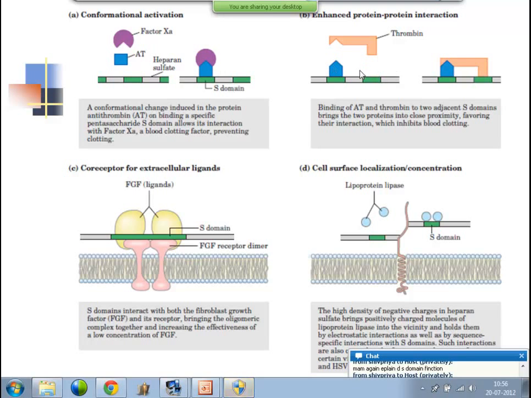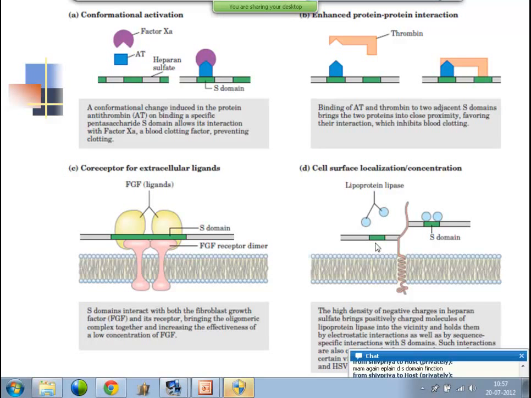Another way in which the S domain can interact is that two different proteins bind to adjacent S domains, and that interaction also favors inhibiting blood clotting. The S domain can also act as a cofactor, where fibroblast growth factors come as dimers and bind to the S domain. This cofactor helps in the binding of the ligands to their respective receptors. Because the S domain has high negative charges in its structure, several positively charged lipoproteins can come and bind to it.